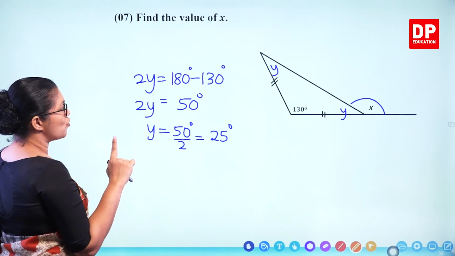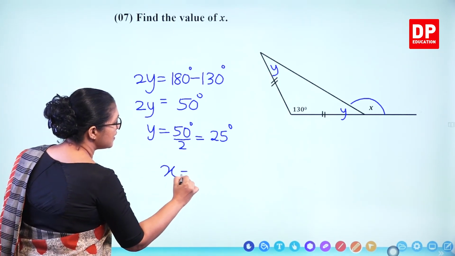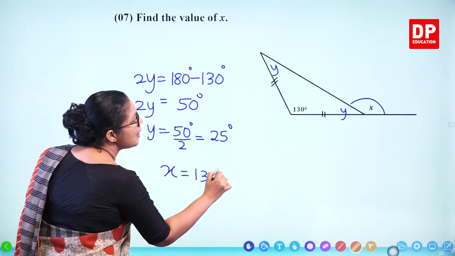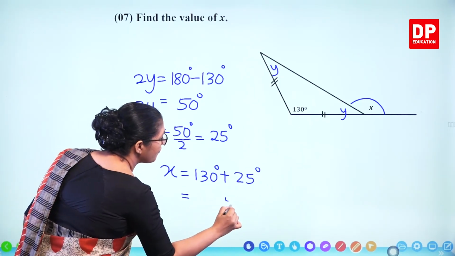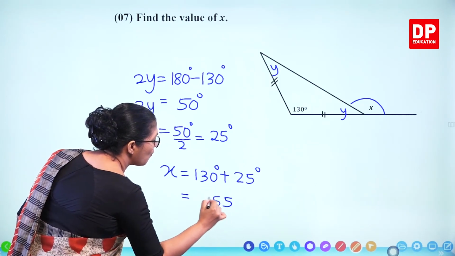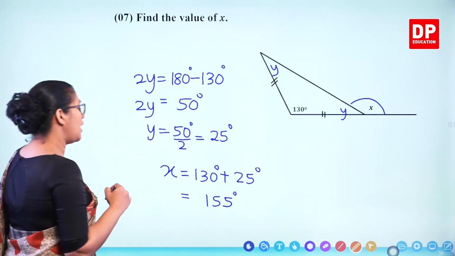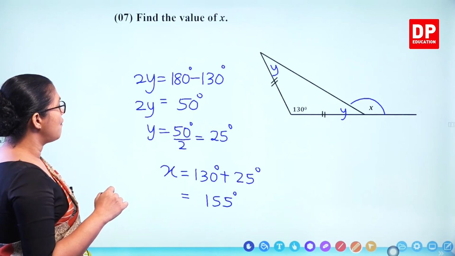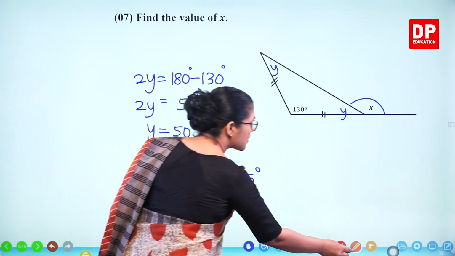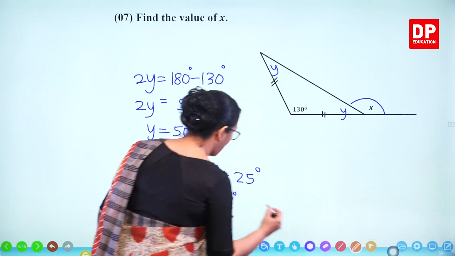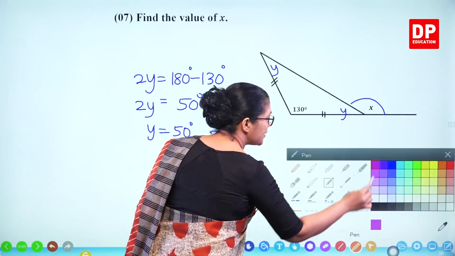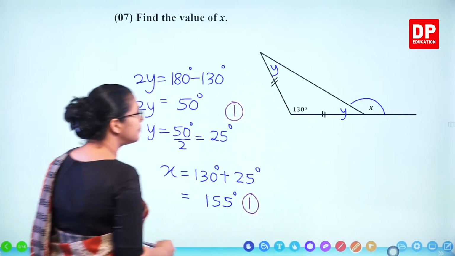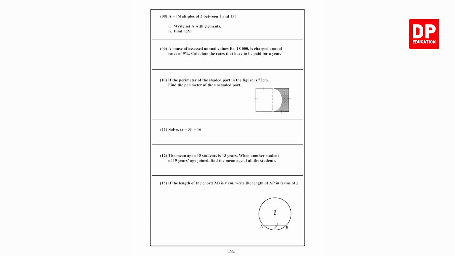If y is 25, what is x? 130 plus 25, that is 155. So 2 marks: 1 mark for the answer and 1 mark for the method. Now you can try question number 8 to 13.